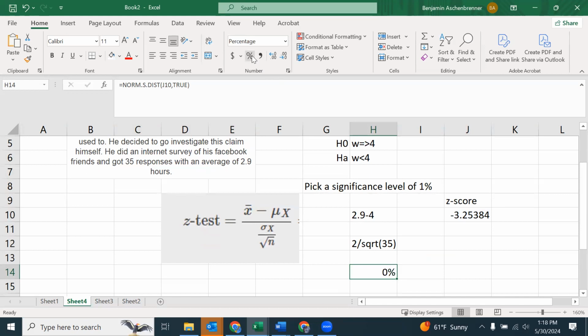As a percent, I'm looking at 0.06%. So again, the fact that this is such a low probability, right? This is the probability of this happening randomly. The fact that it's so low causes me, again, to reject the assumption that I started with, which is that the average is actually 4. I would not be surprised if 2.9 was my sample if that number were lower, right?